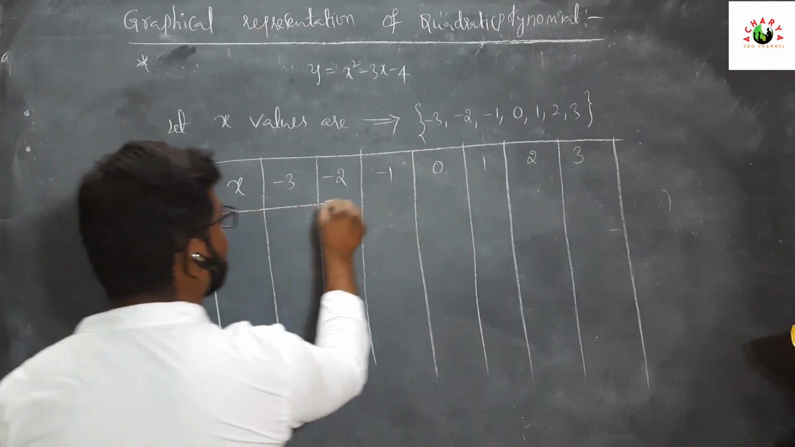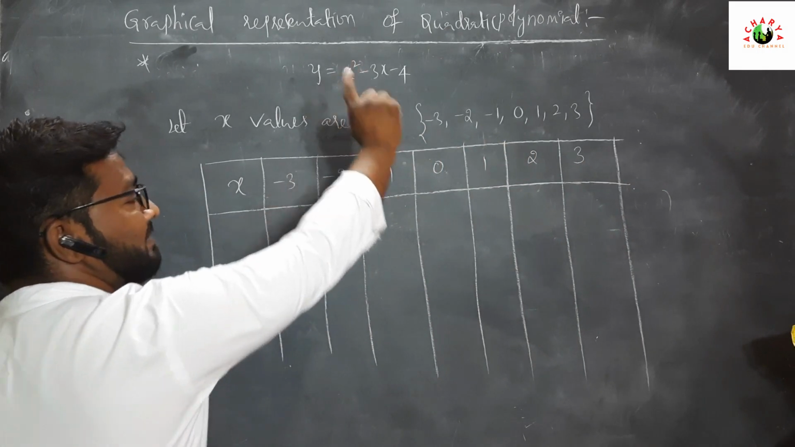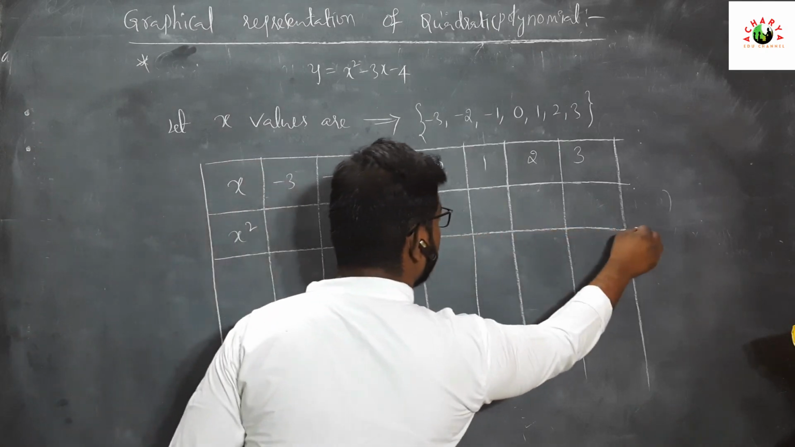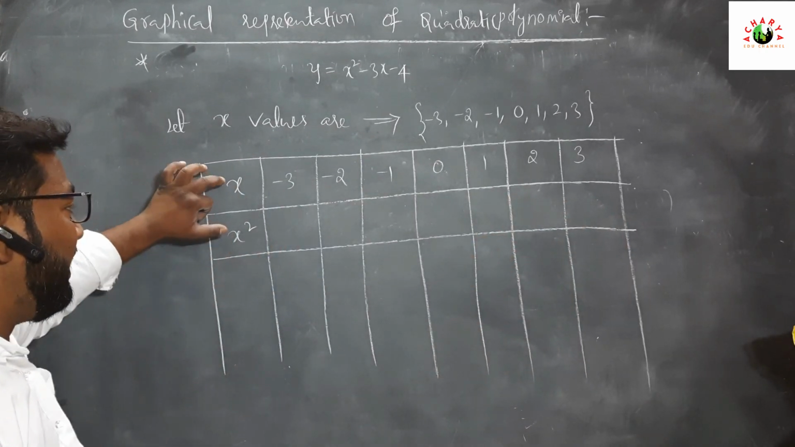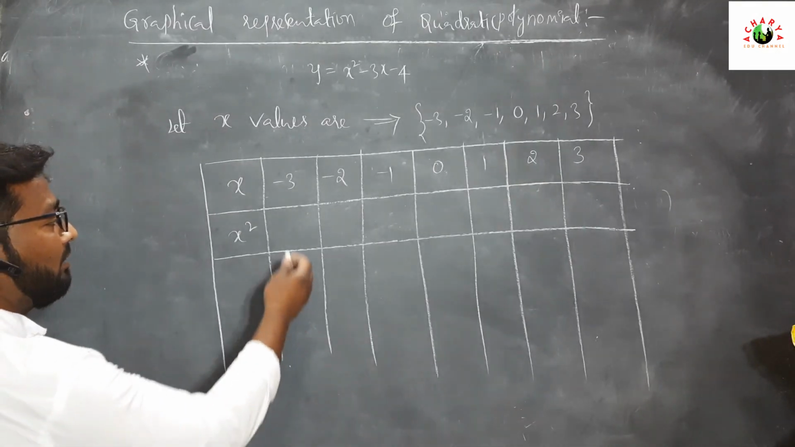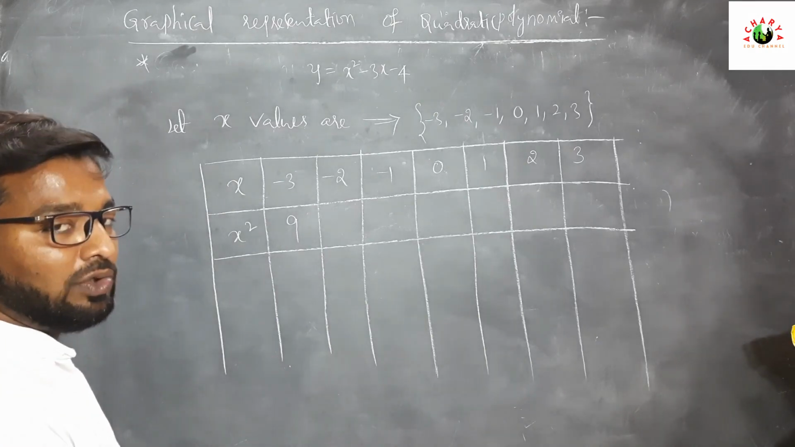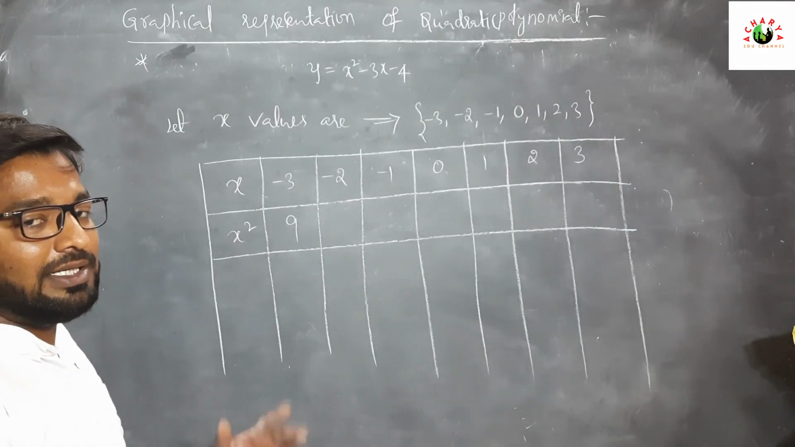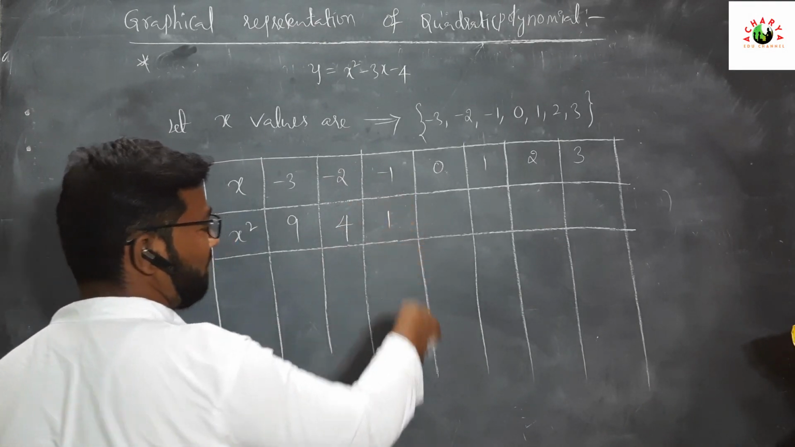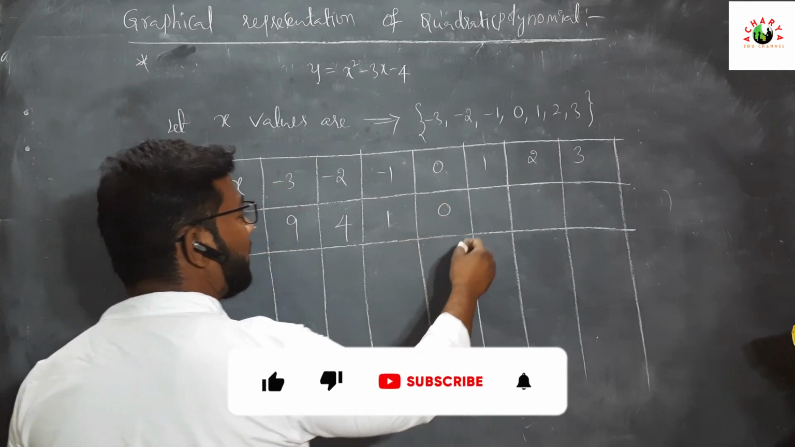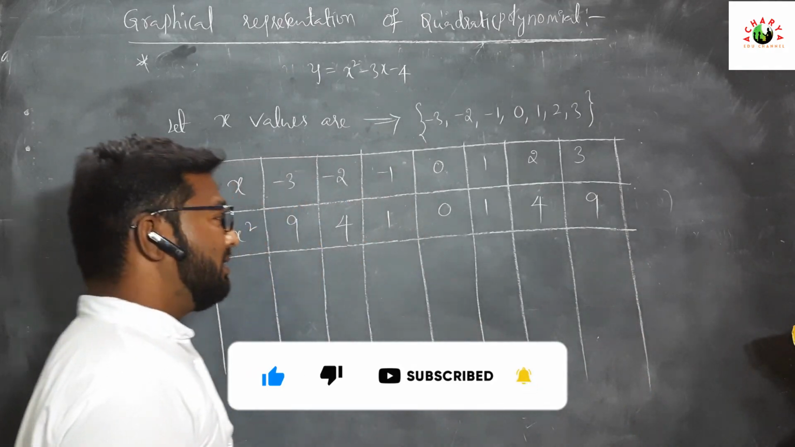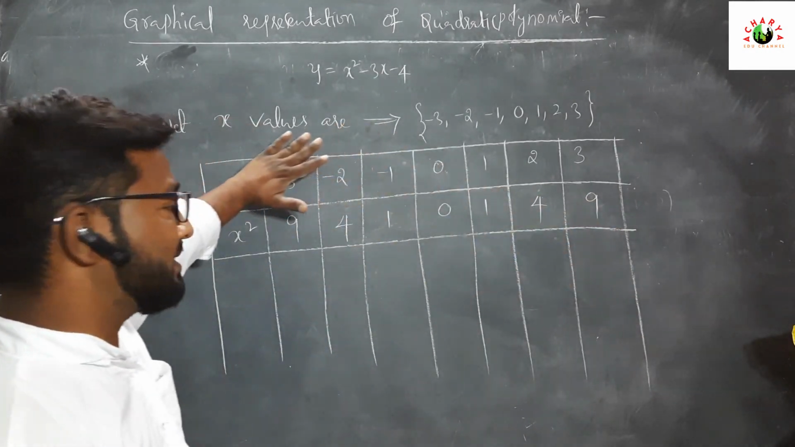The next term is x square. These are the x square values. If the x value is minus 3, the value of x square is minus 3 whole square, which is 9, since minus into minus is plus, and 3 times 3 is 9. Next, minus 2 whole square is 4, minus 1 whole square is 1, 0 whole square is 0, 1 whole square is 1, 2 whole square is 4, 3 whole square is 9. These are the x square values.